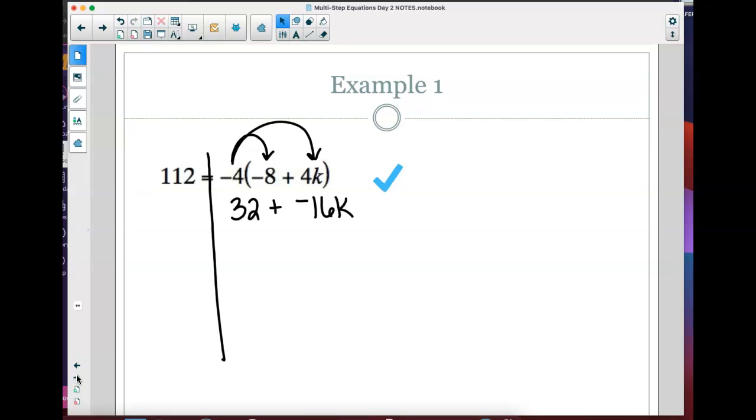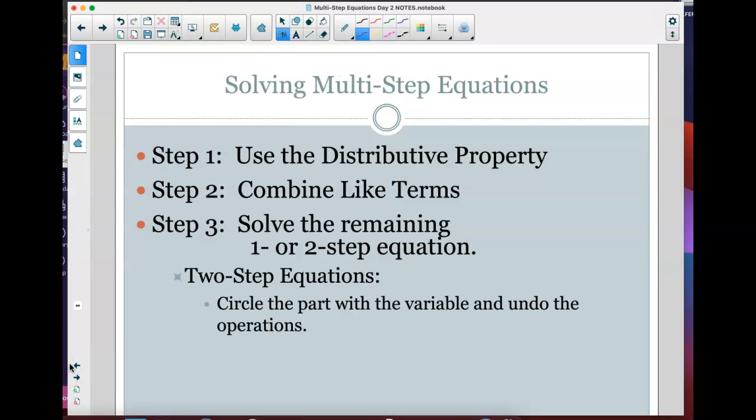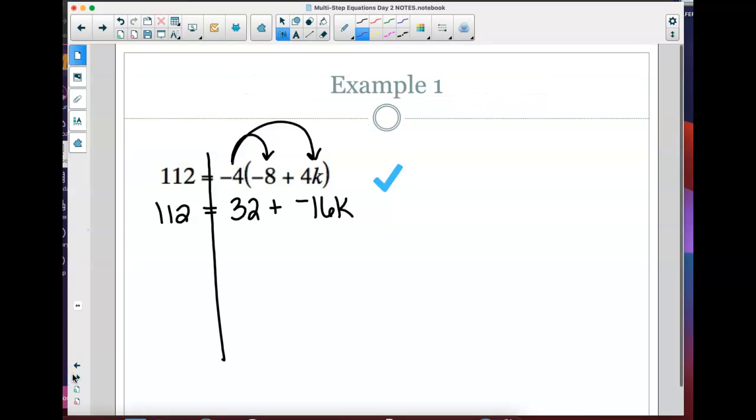All right. Can I combine anything? This is still going to equal 112. Are there any like terms? No. So when I look at this, step 1 is use the distributive property, step 2 is combine like terms. There's nothing to combine on this one, so I actually get to skip that step and now just solve it. I need to keep the variable and its best friend together and get rid of the 32. How do I get rid of the 32? Minus 32 on both sides.